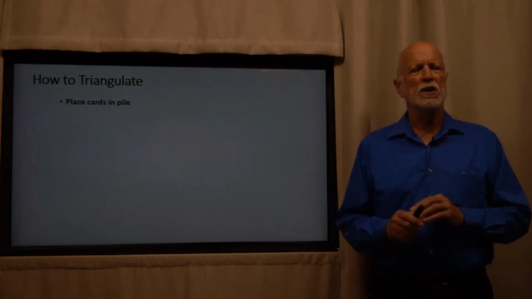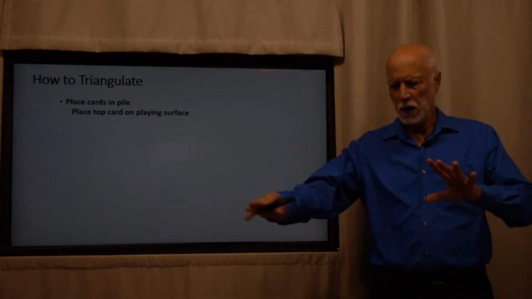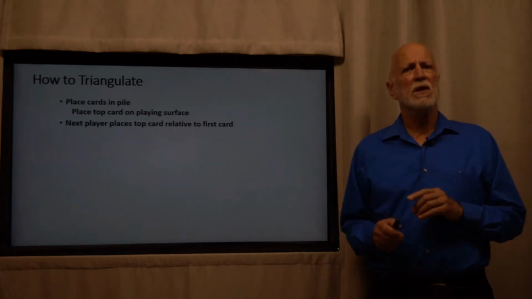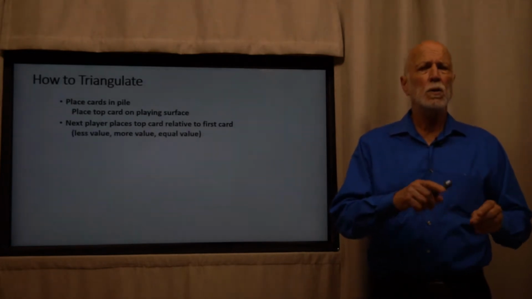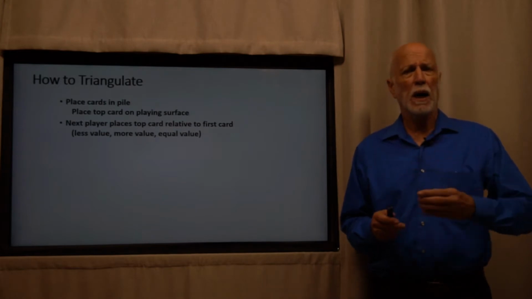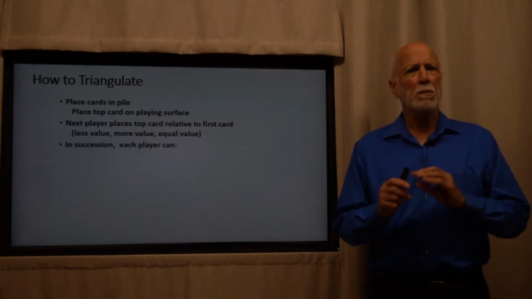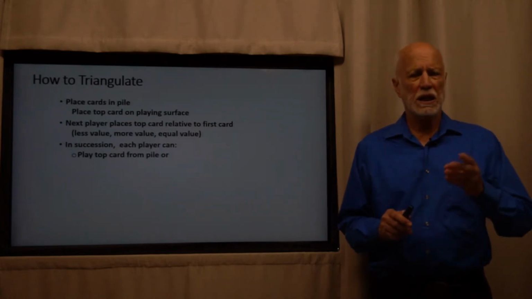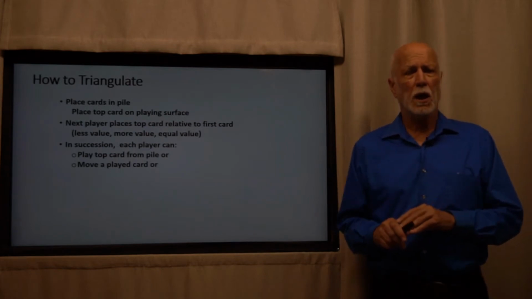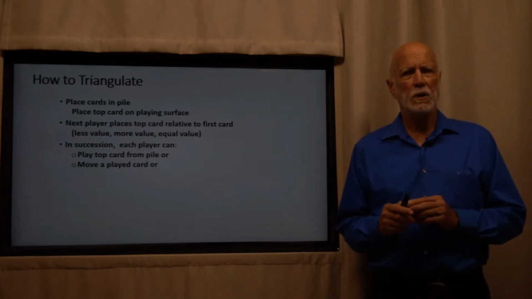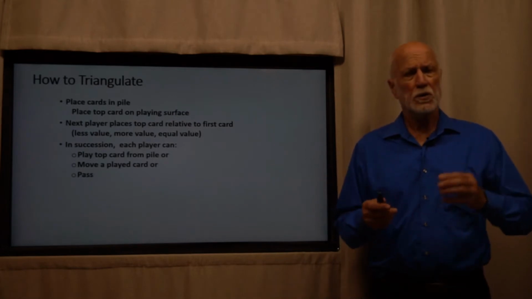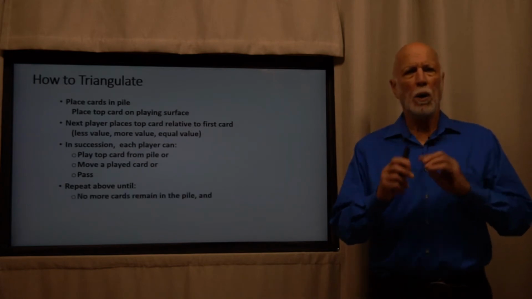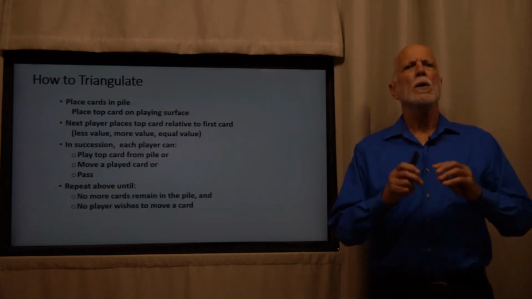First, you place all the cards in the pile, and you place the top card onto the playing surface. The next player can place the top card relative to the first card. Either it's got less value, more value, or equal value in their minds. Then, each player can play another card from the pile and put it relative to the ones on the board, move a played card because they think that there's a different value associated with it, or pass because they're happy with what they see.